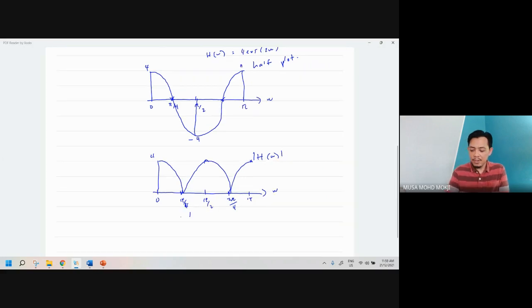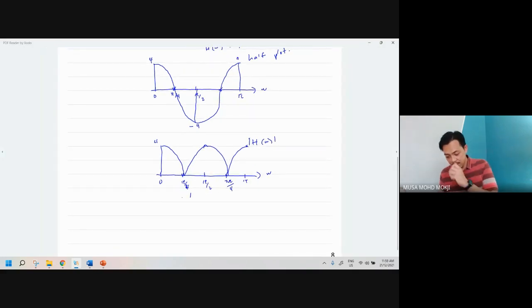All right, last question before we take a break. What do you think? Is this a band stop, band pass, low pass, or high pass? Low pass? Okay. Any other answer other than low pass? Can we say this is low pass?